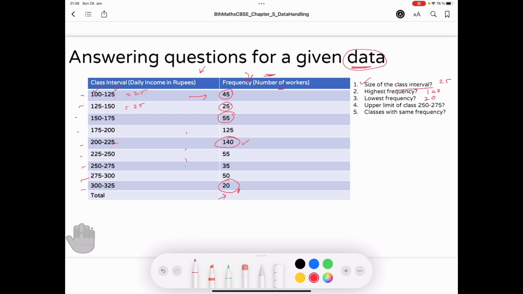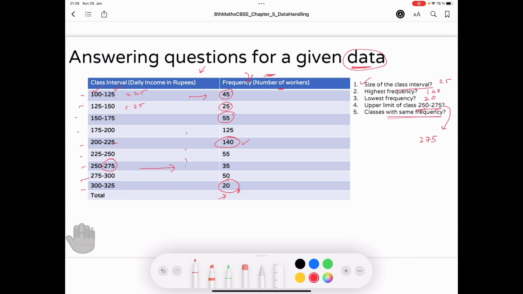Upper limit of the class with the lowest frequency: 250 to 275. Upper limit of this class is 275, because the lower limit of this class is 250 and the upper limit is 275. Okay, so 275 is the answer for this.